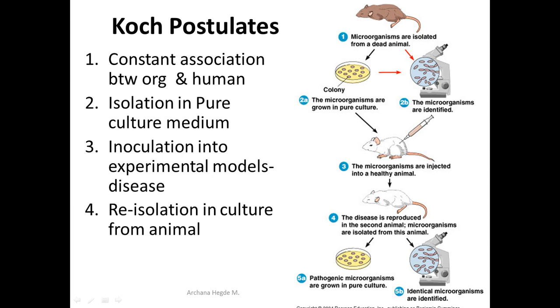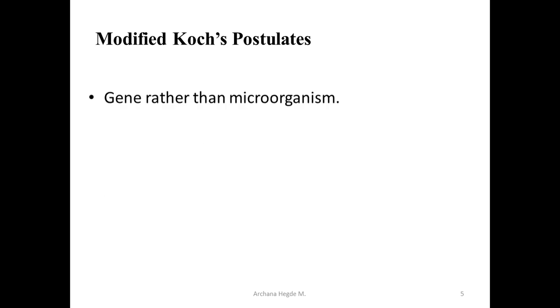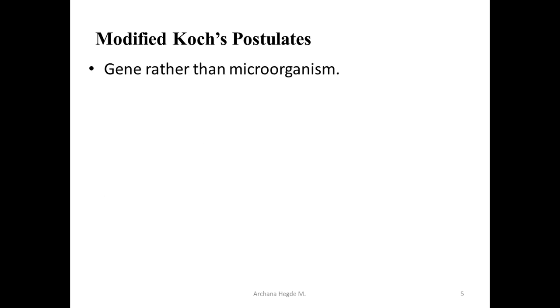This identical microorganism should be the same when viewed under the microscope in the second step and in the last step. Here they made little modifications, adding a fifth step: the antigen which is inoculated into the organism should produce antibody in the body. This is the new postulate. Coming to the modified Koch postulates, the previous ones studied the microorganism creating the disease, but here it is said that the microorganism is not the culprit; rather the gene is the culprit.